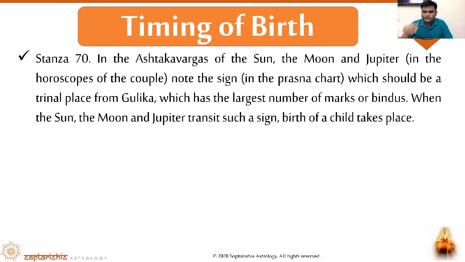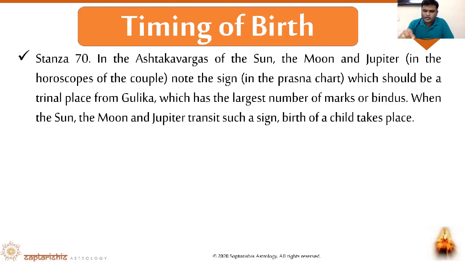When Jupiter transits on this Aries and Leo, which is having the maximum points in the Ashtak Varga of the birth chart, in that year progeny will take place. Birth of a child will take place. So Jupiter Ashtak Varga points will give you the year of childbirth. This is the importance of Jupiter Ashtak Varga. Now, when you apply the same technique in Sun Ashtak Varga, the Surya Ashtak Varga will give you the month of childbirth.